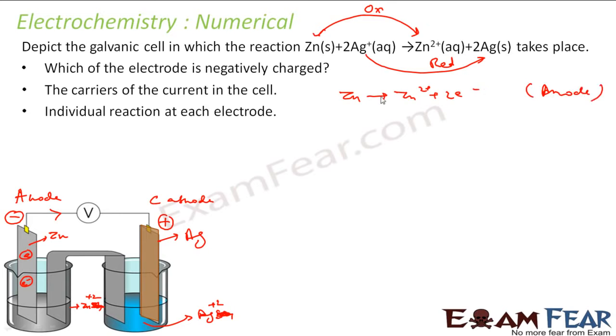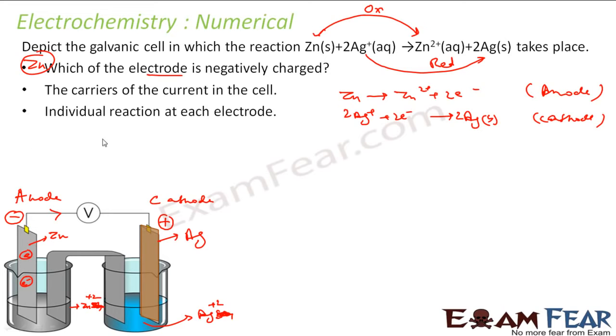And the cathode reaction is 2Ag+ plus 2 electrons gives 2Ag, silver. This is the cathode. So which electrode has negative charge? Obviously this is the zinc electrode. The answer is zinc. First part done. Correct. So the next question is the carrier of current in the cell.